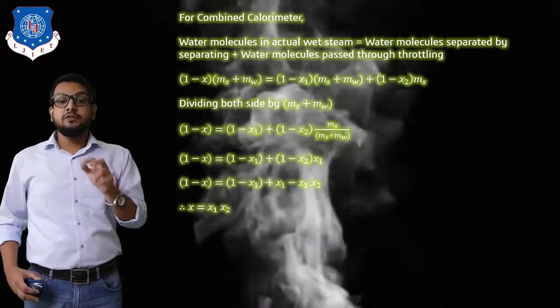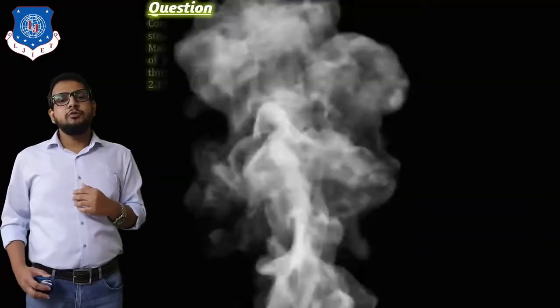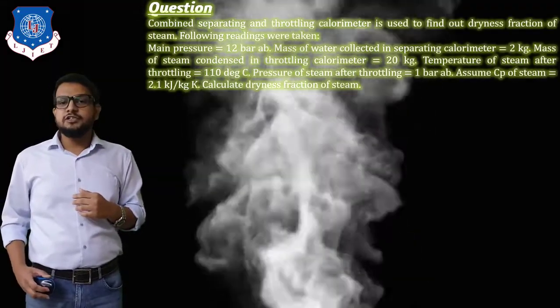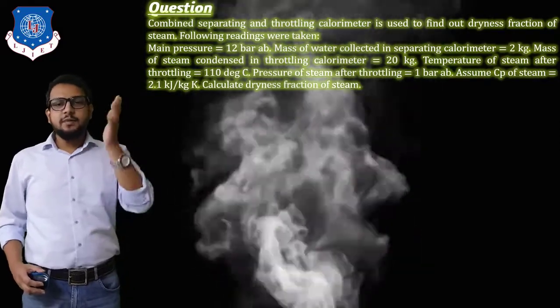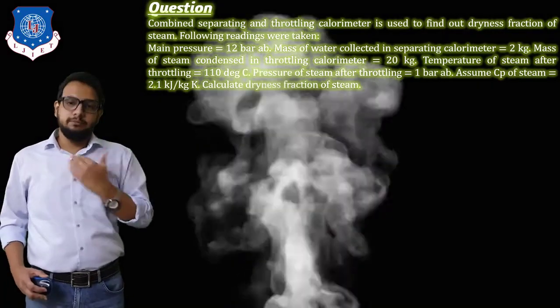So this is the final equation which will be used while solving the numericals. Okay, now let's see a numerical based on this topic. The question is displayed on your screen. A combined separating and throttling calorimeter is used to find out the dryness fraction of a steam.